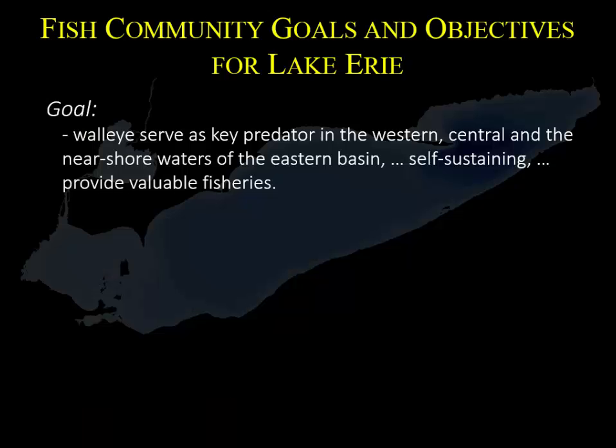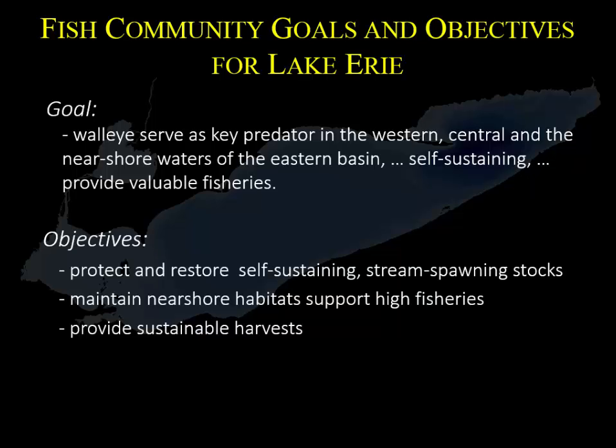Okay, so today you've probably heard a little bit already about the goal that Lake Erie has for walleye in Lake Erie, so I won't reiterate that. But basically, we want to have a healthy walleye population throughout the lake that inhabits the West Basin, the Central Basin, and then the nearshore areas of the Eastern Basin. And so we have some objectives here: protecting and restoring self-sustaining stream spawning stocks, maintaining the nearshore habitats which support these high walleye fisheries, and then providing sustainable harvest of walleye.